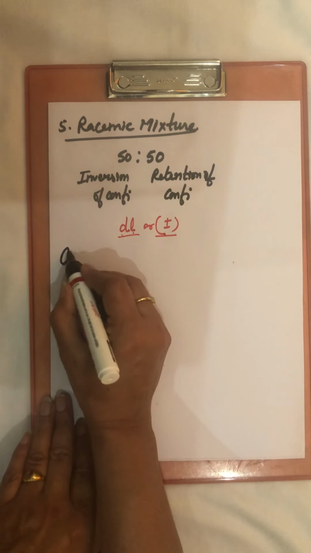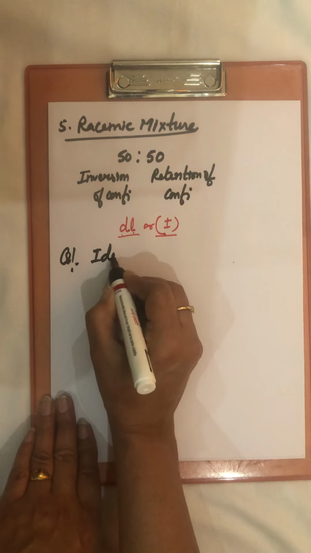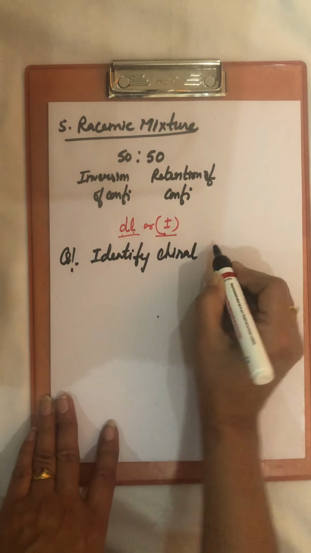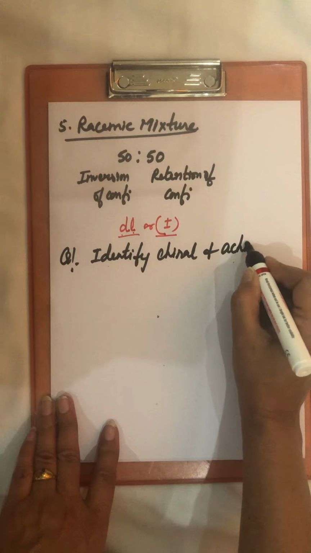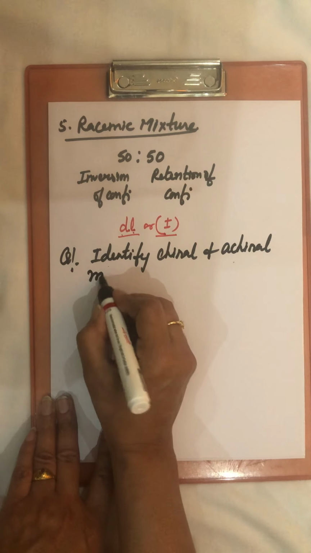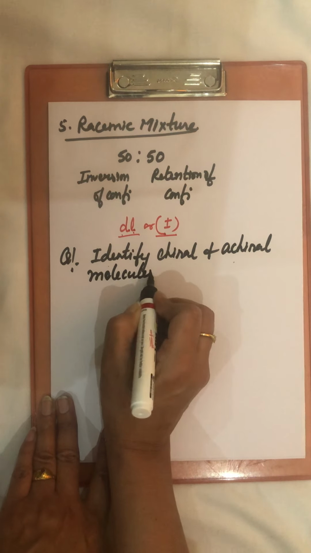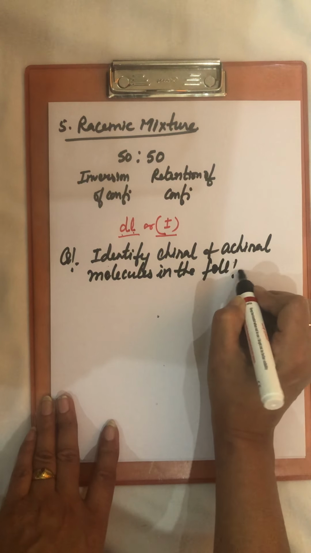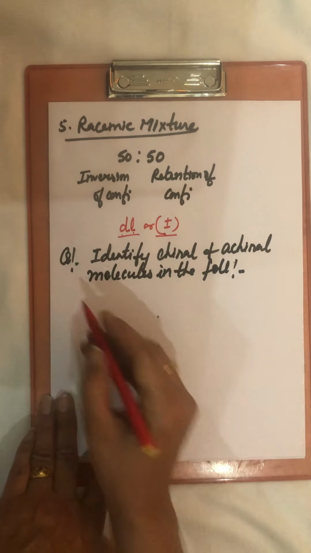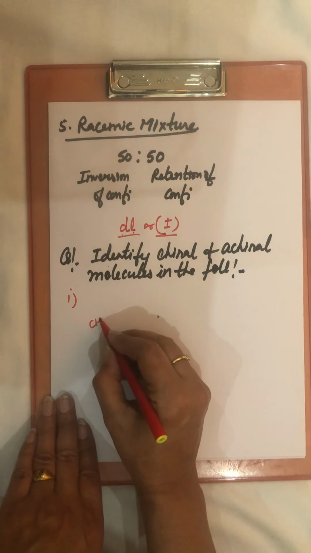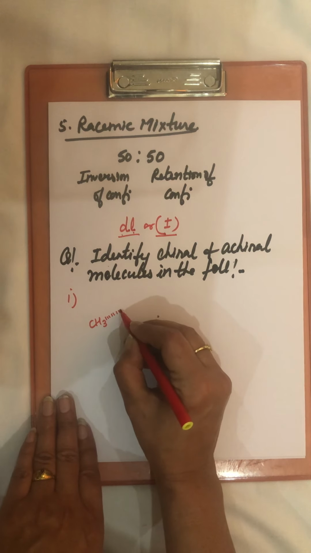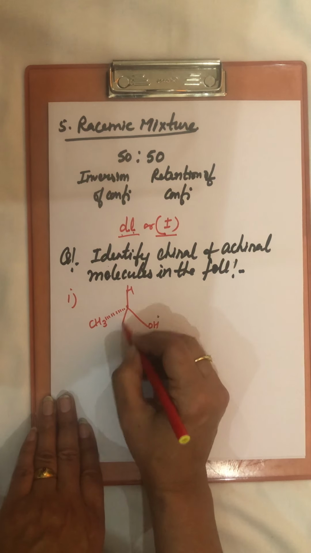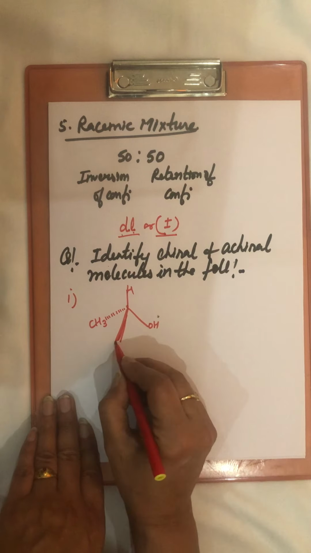One question now. Identify chiral and achiral molecules in the following. CH3, HOH, and here we have Br.